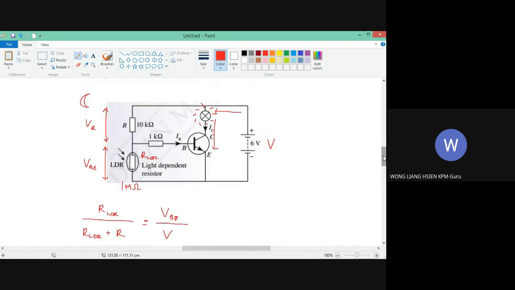Okay, so let's say you want to modify this circuit so that the light will turn on during daytime. Okay, I don't know why. For example, maybe you have a shop or something. Let's say that you want something to automatically turn on during daytime. Okay, let's say a fan.